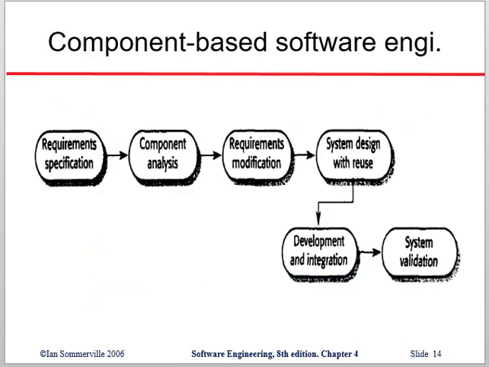First of all, we need to have the requirement specification. Then we analyze the components we have. Then the requirements should be modified. And lastly, the system needs to be designed. And then we finally develop and integrate the software. And lastly, in the testing section, we have the system validation.